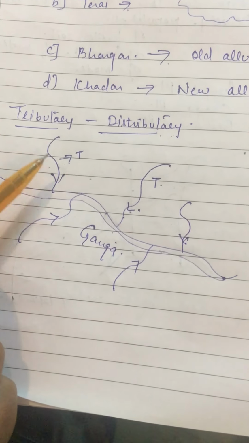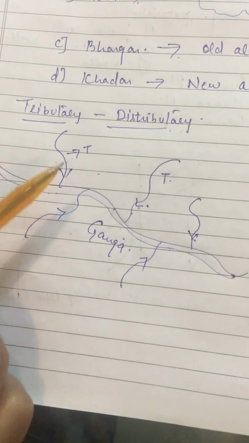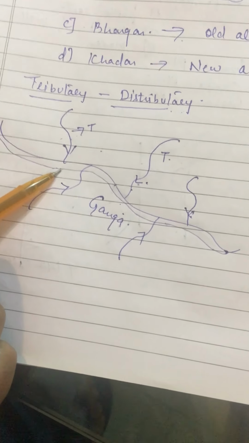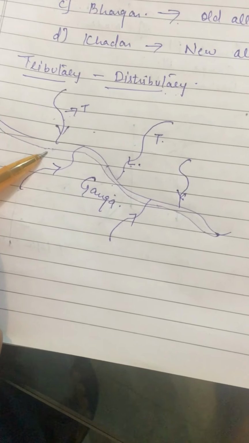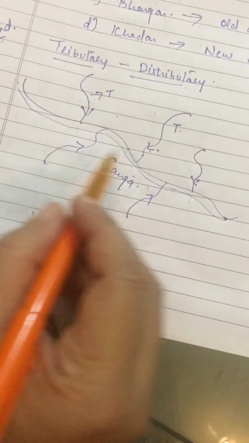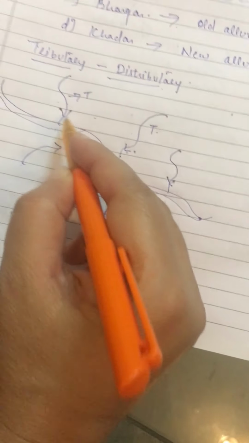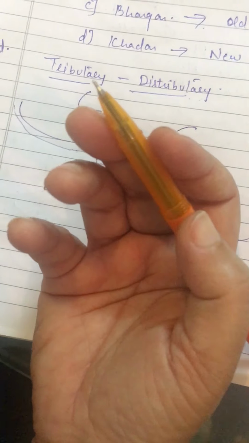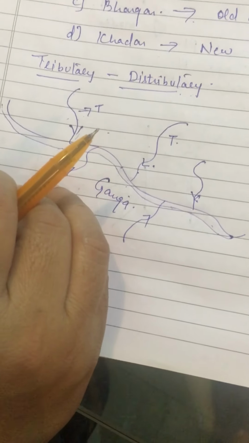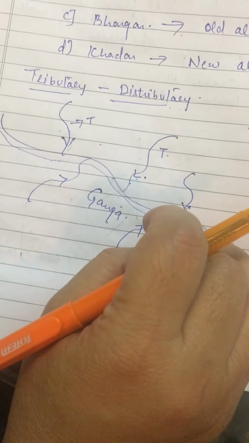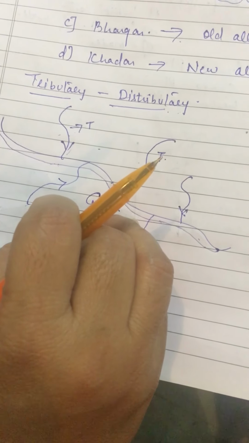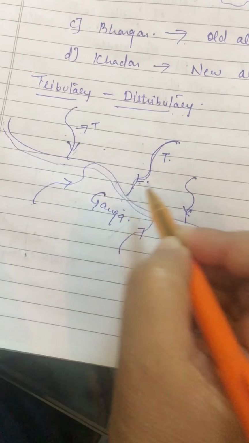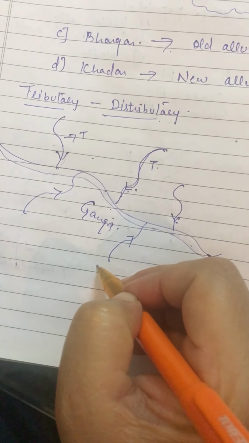And the tributary increases the water in the main river because it joins the main river. I am giving you one example, Yamuna. Yamuna is the tributary of river Ganga. Satluj is the tributary of river Indus. Beas is the tributary of river Indus. River Gandak and Kosi are tributaries of river Ganga.